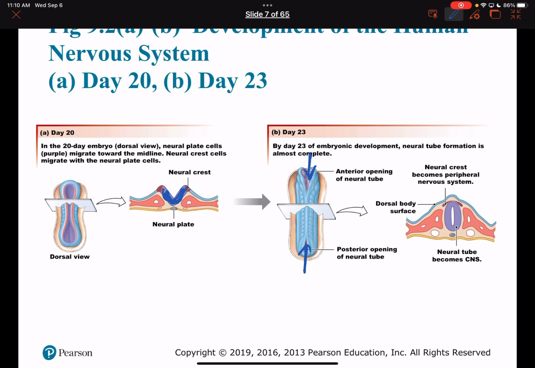And then like a day later, everything's fully there, we can say that the neural tube becomes our central nervous system. And then there's this tiny thing above it called the neural crest, which becomes our peripheral nervous system.